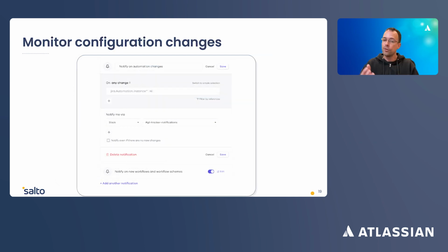As the entire configuration base was just turned into text, into code, we can monitor for changes in that code and get alerted for this. In this case, for example, for any change to an automation, I can get notified via Slack message, or for any new workflow and workflow schemes. But really, the flexibility is unlimited here because we have that textual representation for everything.